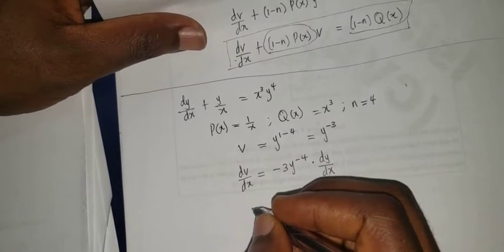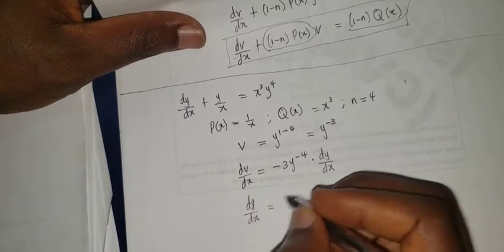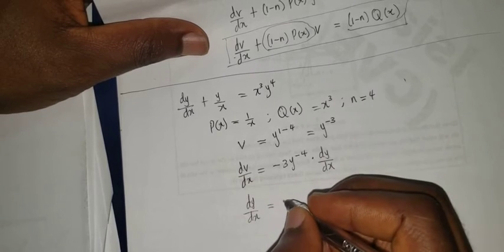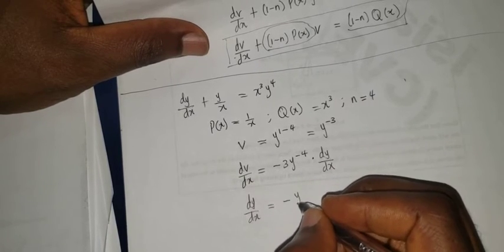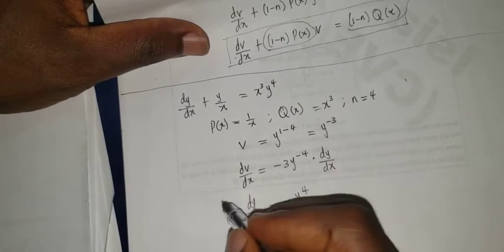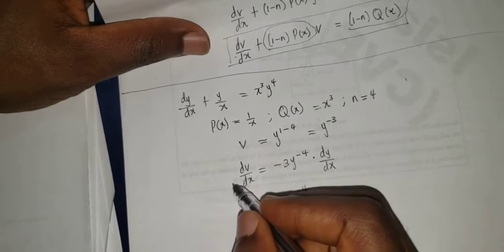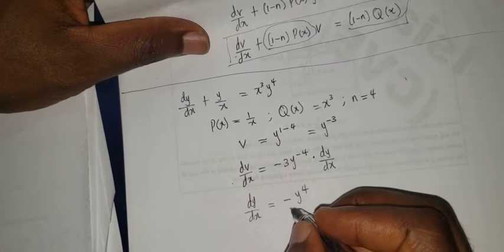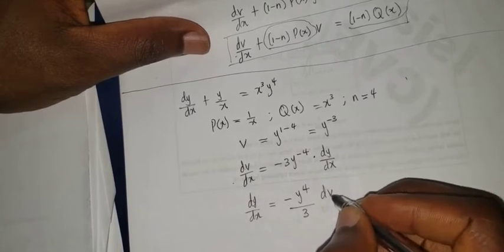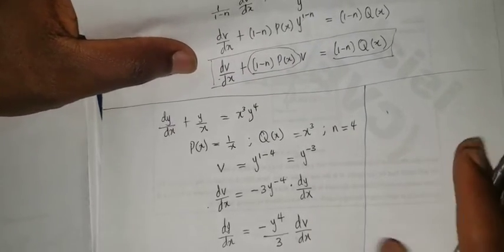At the end of the day we can get a substitution for dy/dx. That means our dy/dx, when we make it the subject, is going to be equal to minus y raised to power minus 4 in the denominator, so we can bring it to the numerator as y raised to power 4, divided by 3, then multiply by dv/dx. So that's our substitution that we're going to use in this case.